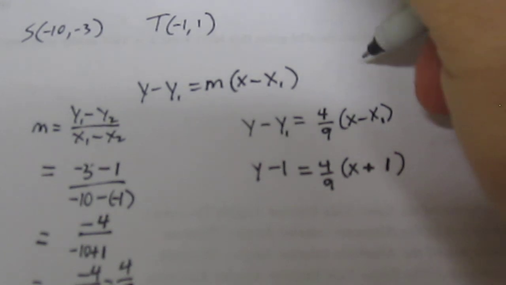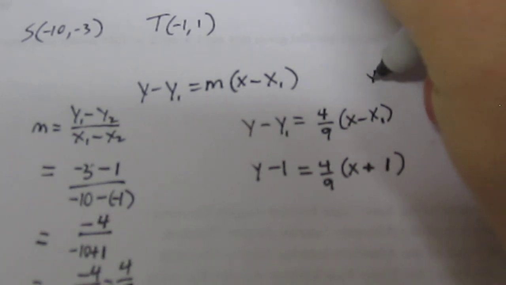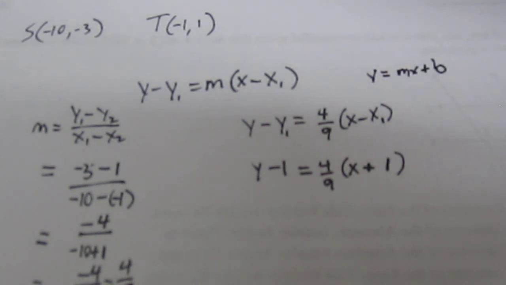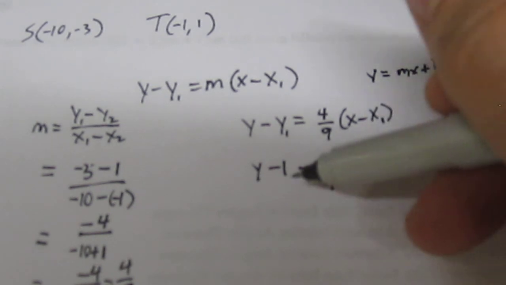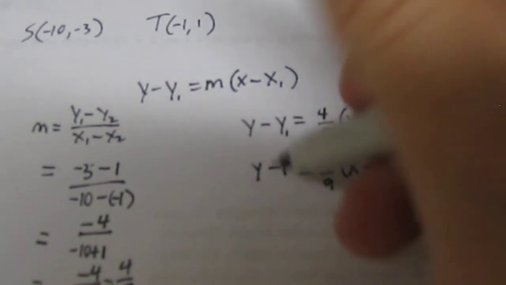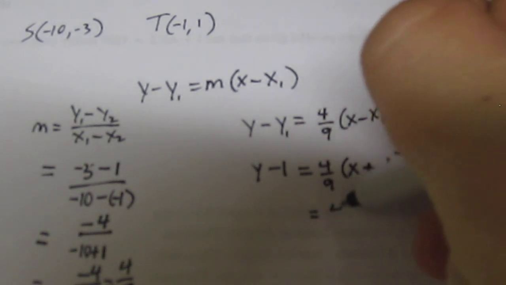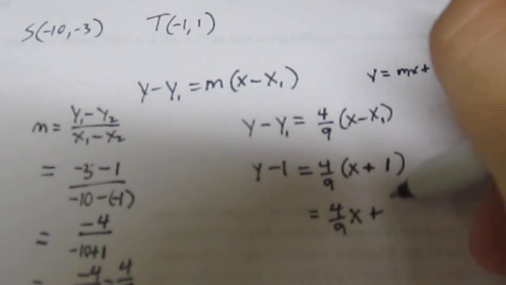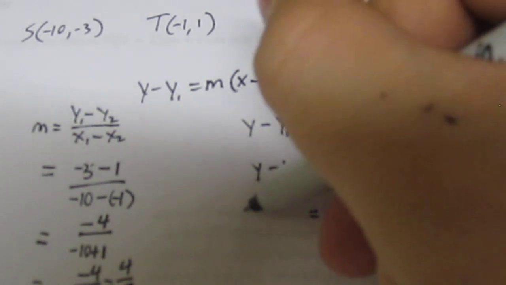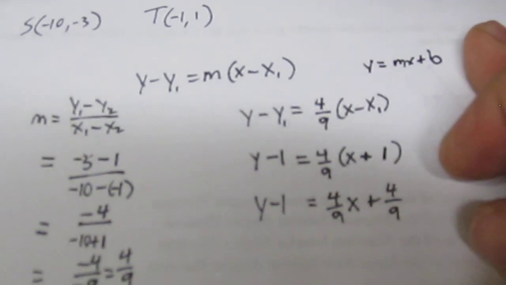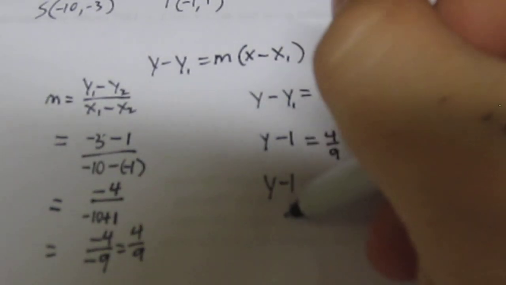Slope-intercept form is y equals mx plus b. So y is by itself. Basically, we're just going to solve this for y. We start by distributing the 4 over 9. 4/9 times x plus 4 over 9. Okay, and the y minus 1 stays over here. We need to get y by itself, so we're going to add 1 to both sides.